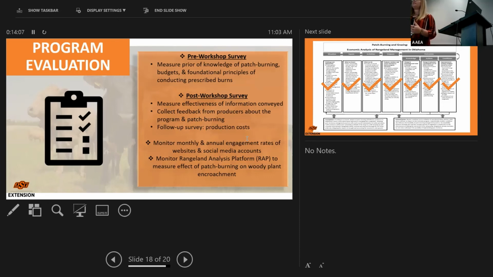And these pre-workshop surveys are to measure any prior knowledge that these producers may have of patch burning and the foundational principles that they need in order to implement this. And that's where that fact sheet really comes in. And then the post-workshop survey is to measure the effectiveness of our communication, as well as getting feedback from producers on what we can do better to make this more effective. And producers who attend these workshops and have already implemented patch burning on their operation will be asked if they would be willing to fill out a follow-up survey to provide their own personal production costs, such as if they've seen reduction in feed costs and benefits from that stockpiled forage.